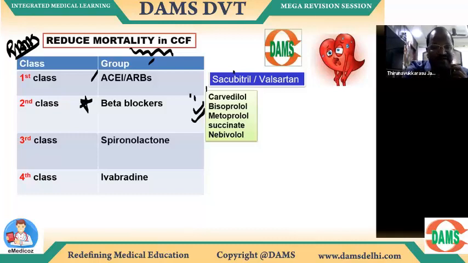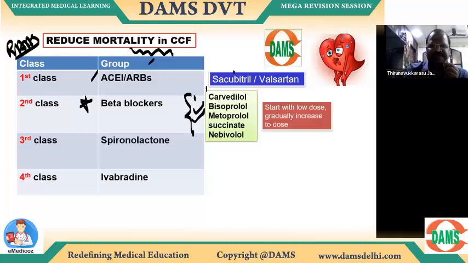Here one very interesting question. Beta blockers are going to cause a negative inotropic effect. They're going to reduce the force of contraction. So the ejection fraction may decrease. So remember, whenever you want to use beta blocker in acute heart failure, do an echocardiogram. Look at the ejection fraction.